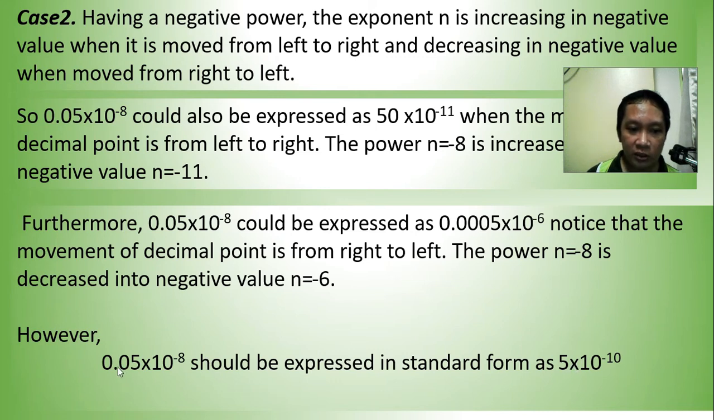So we have to move the decimal point here, okay, to the power of negative 10. So that's the implication: because we are moving in this direction from left to right, the negative value increases. We're moving 2 decimal places, therefore it becomes negative 10. So this is the final answer, 5 times 10 to the power of negative 10.